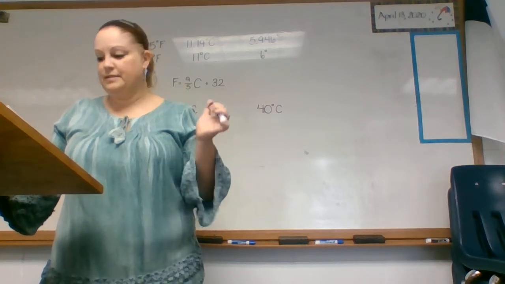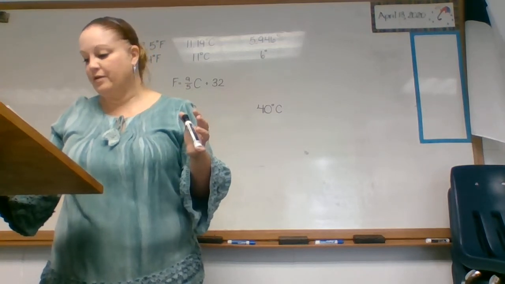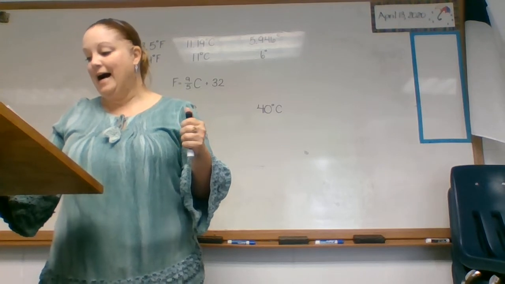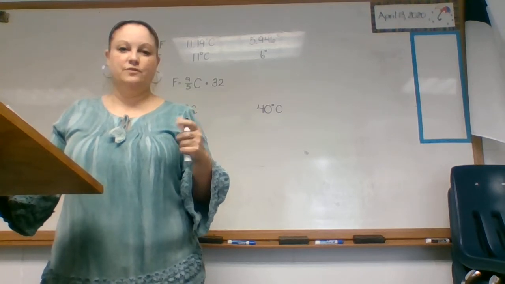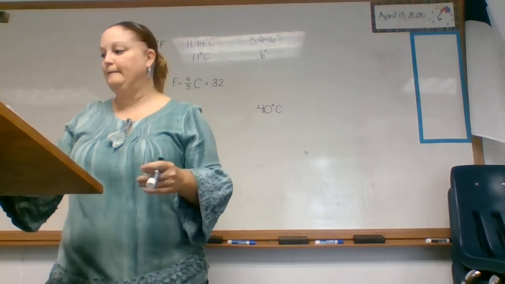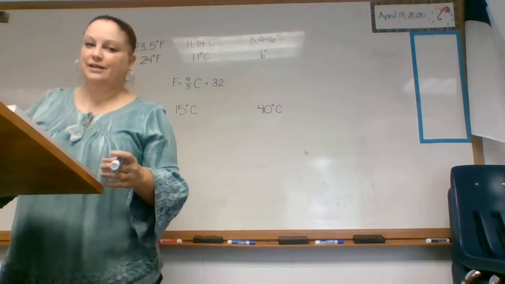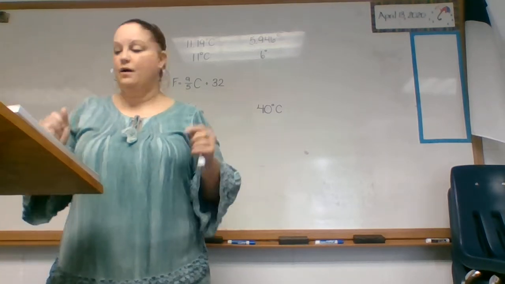G, 54 degrees Celsius. H is 3 degrees Celsius. And I is 9 degrees Celsius. So hopefully you did those correctly. Now we're going to move on to section 3, which is actually on the back of your worksheet.